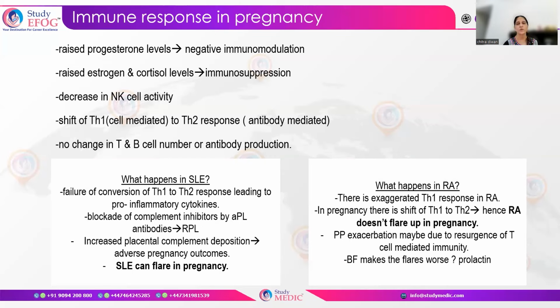Whereas what happens to rheumatoid arthritis? In rheumatoid arthritis, there is an exaggerated Th1 response, or rheumatoid arthritis is mediated through the Th1 response. But in pregnancy, what happens? The response shifts from Th1 to Th2. So that is why rheumatoid arthritis doesn't flare up in pregnancy.